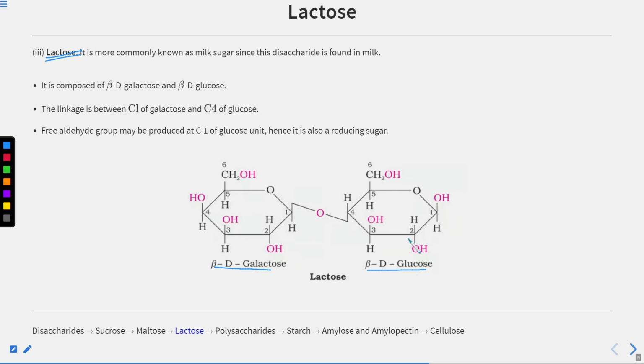Now here there is a C1C4 alpha beta linkage because this carbon has the hydroxyl present on the upside, and this one has the hydroxyl group present on the downside.